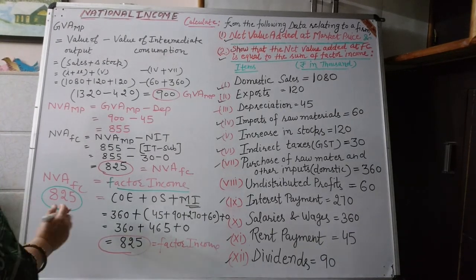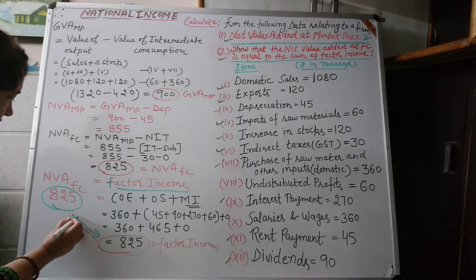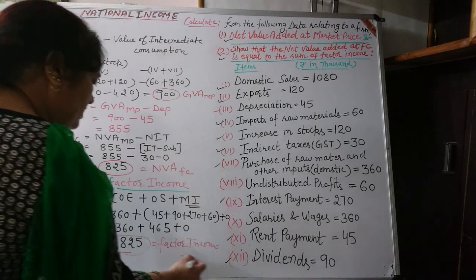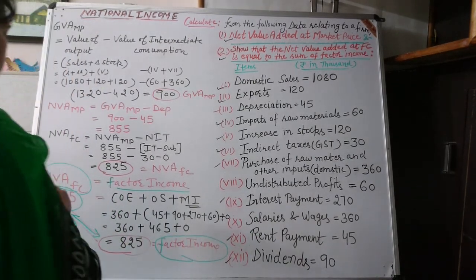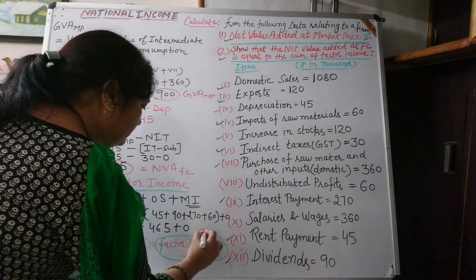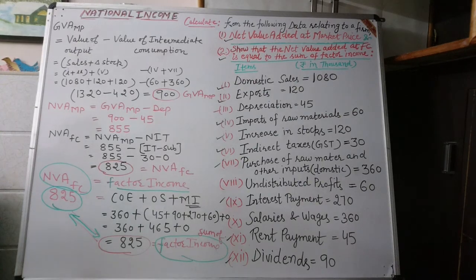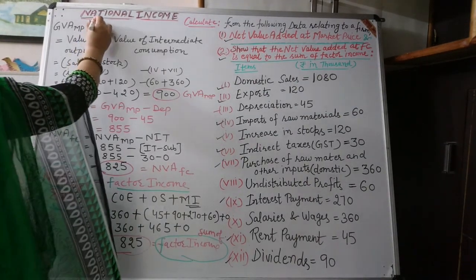So we have proved that net value added at factor cost is equal to the sum total of factor income. So in this way we can calculate all the values related to national income.